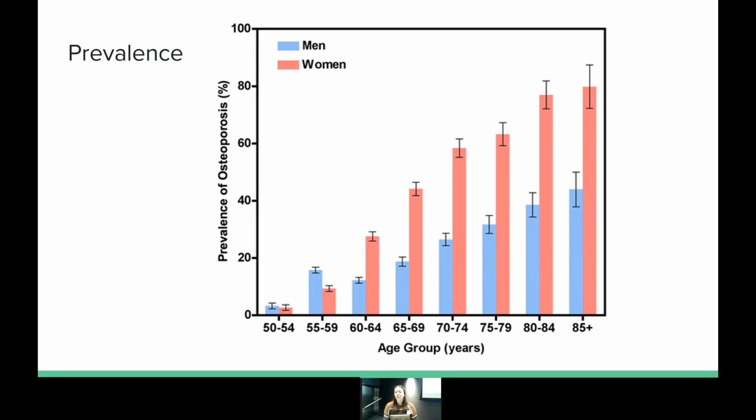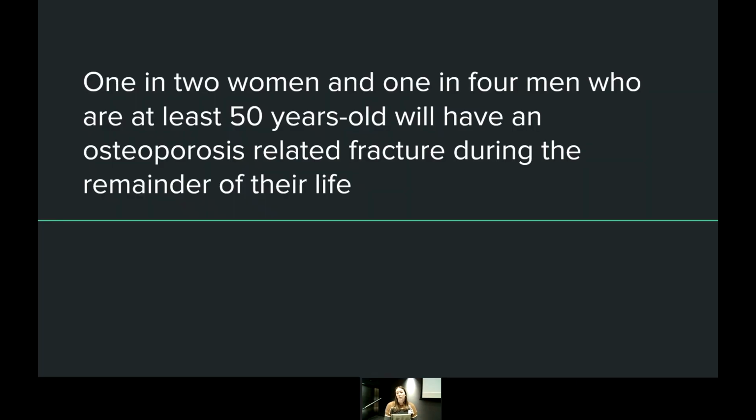And you can see at age 85 plus, the risk for men is about 50%. So 1 in 2 women and 1 in 4 men who are at least 50 years old will have an osteoporosis-related fracture during the remainder of their life. That's pretty significant. That's 50% of women and 25% of men over 50.